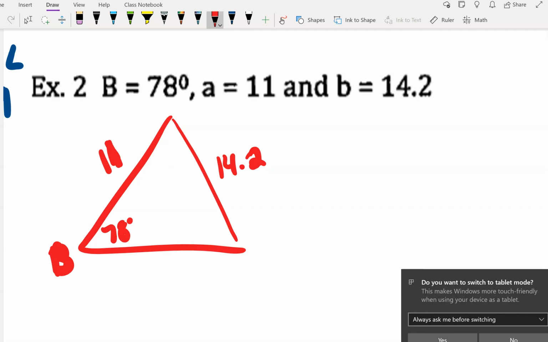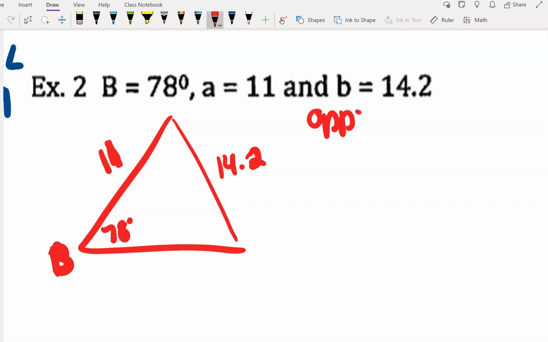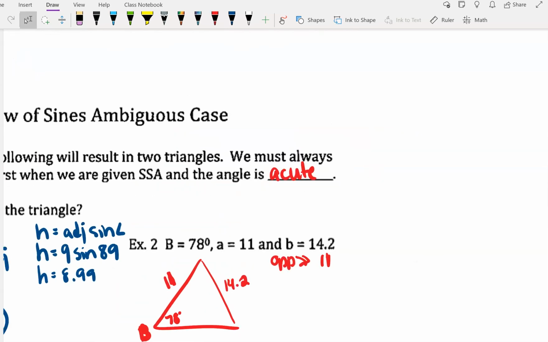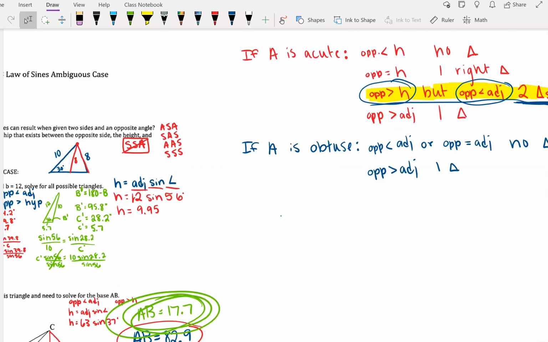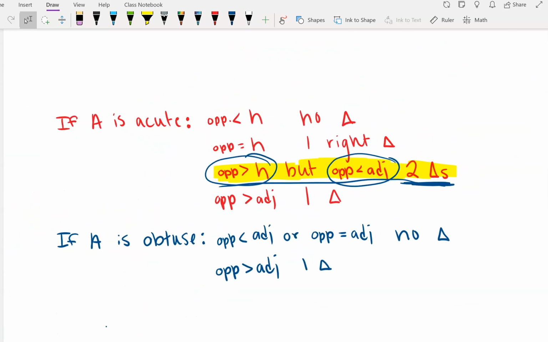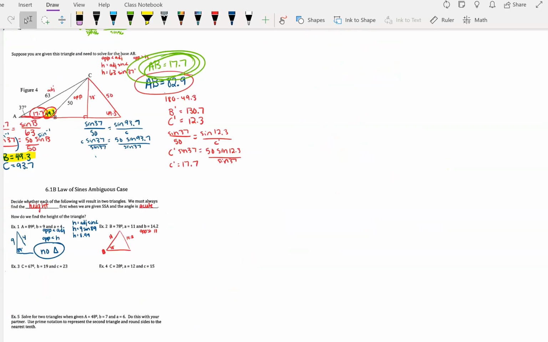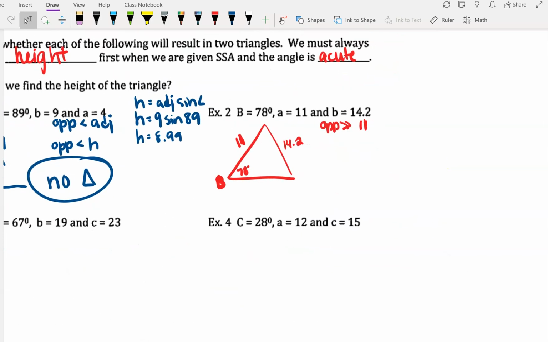All right, so now we're going to do some comparing. The opposite is 14.2. Opposite is greater than the adjacent, which is 11. But opposite is greater than adjacent. So let's go look at our list. If opposite is greater than adjacent, that's one triangle automatically. So we have one triangle.